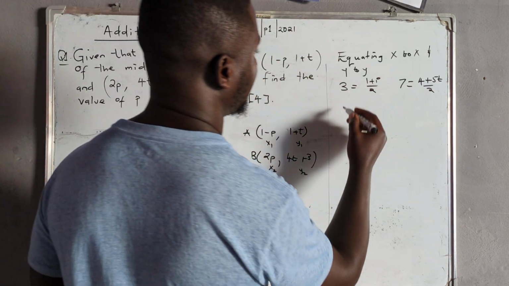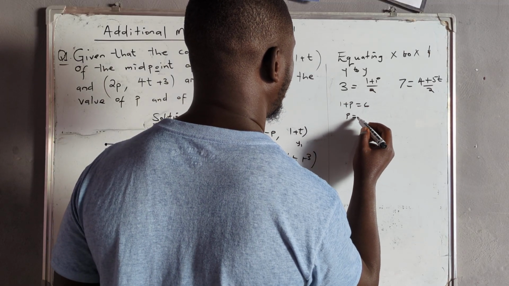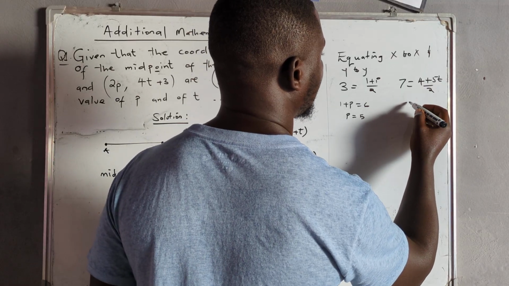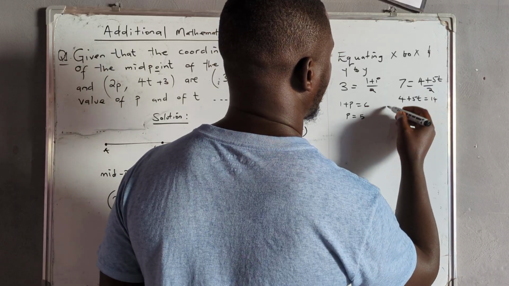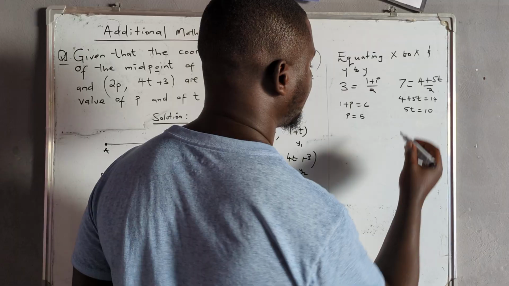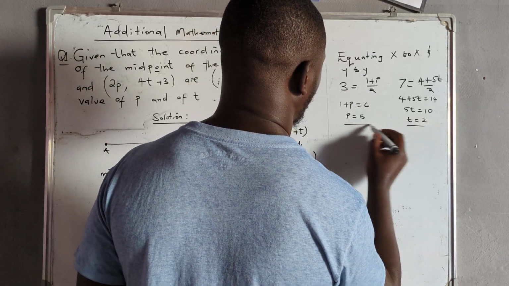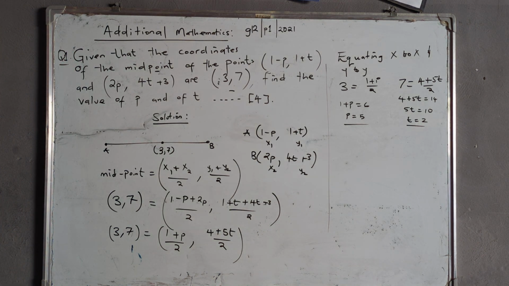And you agree with me that if you cross multiply, you get something like 1 plus p is equal to 6, and p, if you want, comes outside, it's a 5. And this side is going to be a 14, and then the 4 goes outside, then you have 5t is equal to 10, because it becomes a negative, and then t, if you divide both sides by 5, you get 2. So these are the two values that you are being asked to find. And you can't tell me this is hard. Additional Maths is as simple as anything else.